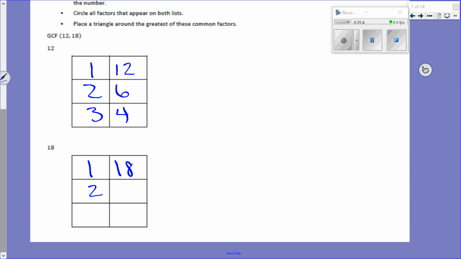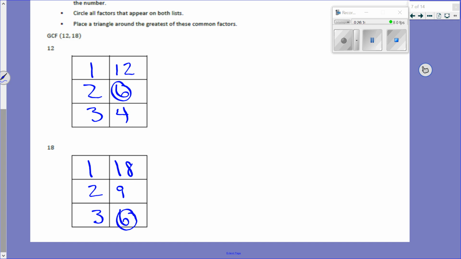2, 9. 3, 6. Once I have listed all the factors of both numbers, what I can do is go through and say, what is the biggest number that I see in both? So do I see a 12 in this one? No. Do I see a 6? Yes. So that's the biggest factor that they have in common. That is your greatest common factor. So of all the factors that each of the numbers have, that is the largest one.